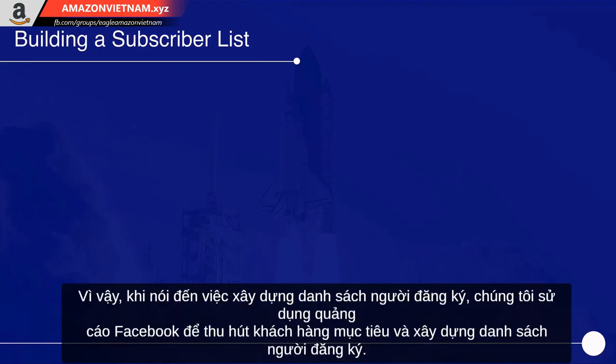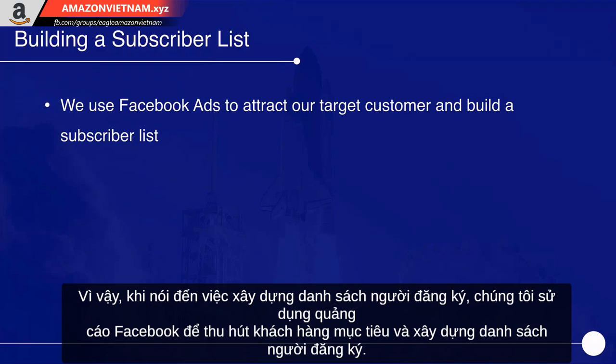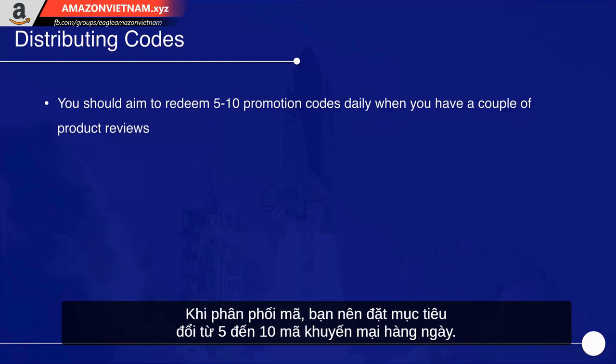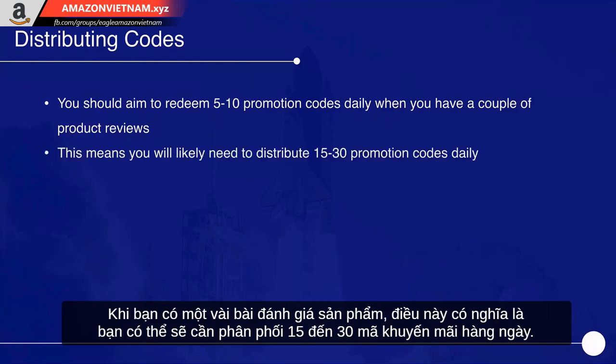So when it comes to building a subscriber list, we use Facebook ads to attract a target customer and build a subscriber list. A great way to do this is using a relevant, high perceived value prize and advertise a competition. When distributing codes, you should aim to redeem 5 to 10 promotional codes daily when you have a couple of product reviews. This means you will likely need to distribute 15 to 30 promotion codes daily.